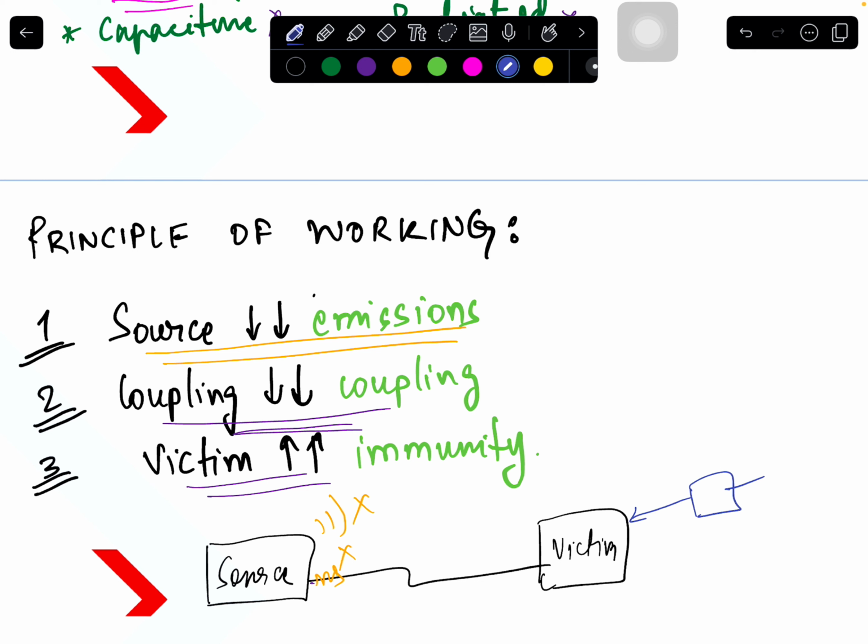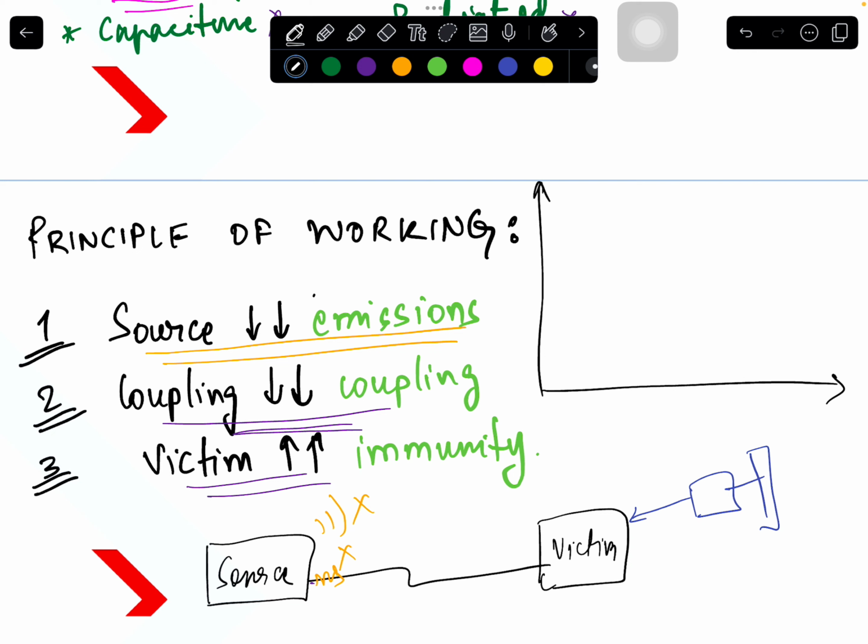By this we are making sure that the victim is highly immune. So first of all, you are not secreting anything, you are not giving out anything, you are not sending any disturbances from you. You are trying to control yourself, and the other thing is you are improving the immunity of the other equipment. So this is described here.